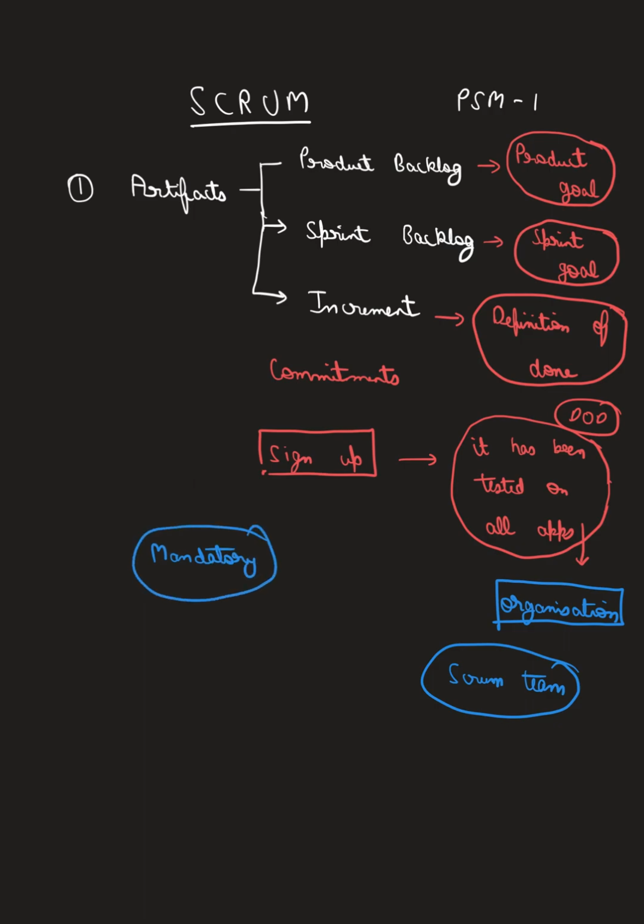You cannot say, I will only focus on sprint backlog, I will ignore product backlog, or I will not include definition of done, or I will not include increment. You cannot say that. Artifacts and their commitments are mandatory. So you need to keep these things in mind as we go ahead in this discussion. Let's focus upon what happens in a Scrum team.